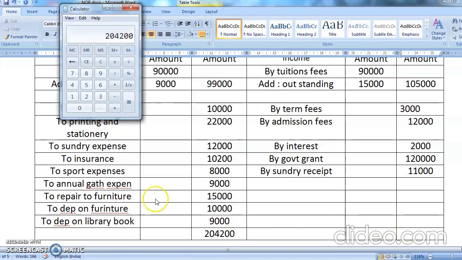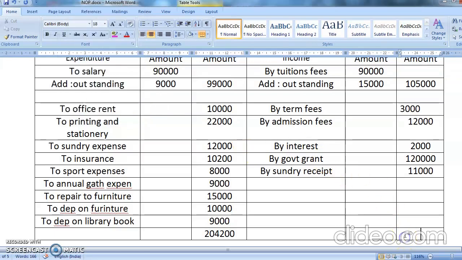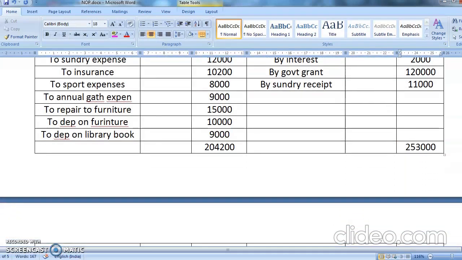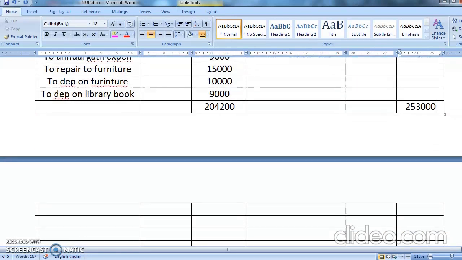And what is my credit side totaling? Let me see, students: 1,05,000 plus 3,000 plus 12,000 plus 2,000 plus 1,20,000 plus 11,000. So my credit total is coming to 2,53,000. Obviously, students, which total is bigger? I think 2,53,000 is bigger. So I'll write here 2,53,000, 2,53,000.